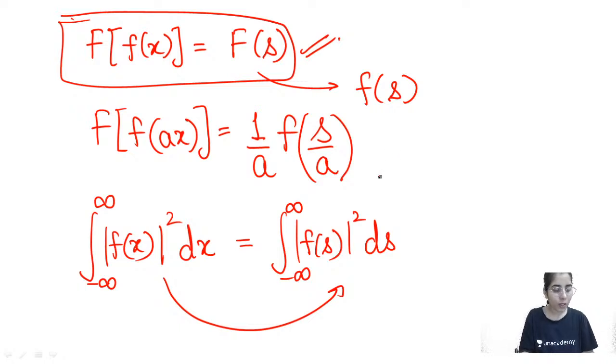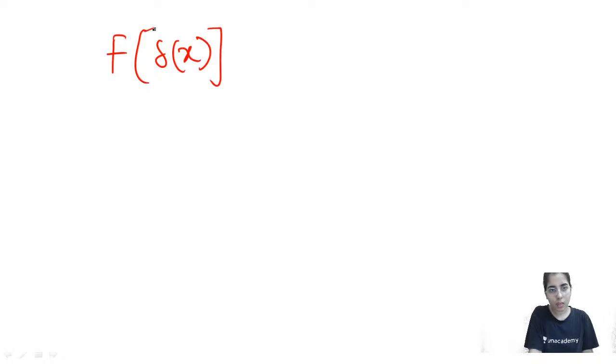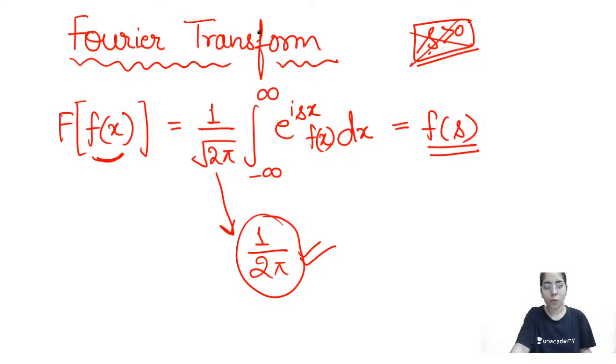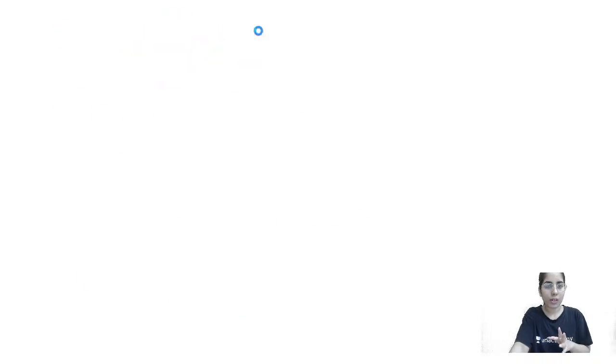Next thing, if we are going to consider the Fourier transform of the Dirac delta function, can you please let me know, if we are going to find the Fourier transform of delta(x), what will be the value you will get? Here is the main formula of the Fourier transform. Just try to find it out and let me know what will be your final answer for the Fourier transform of the Dirac delta function.